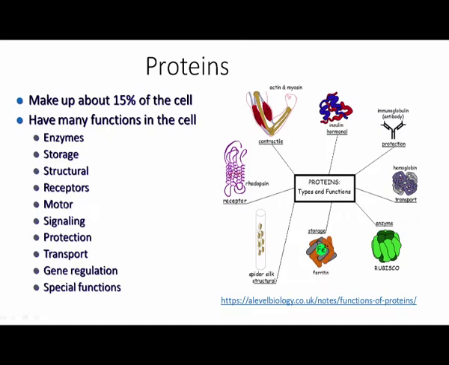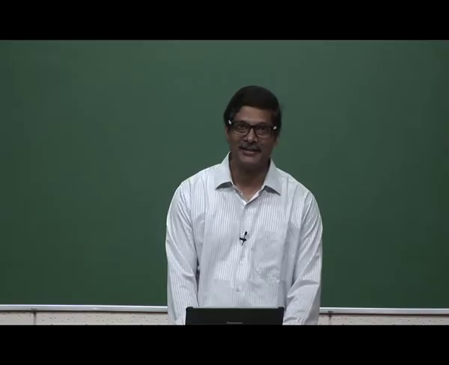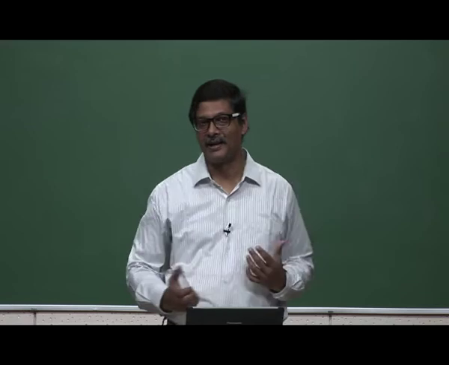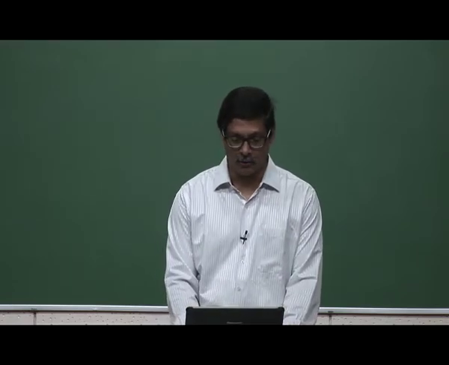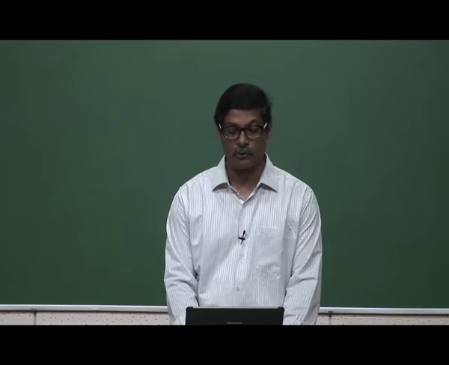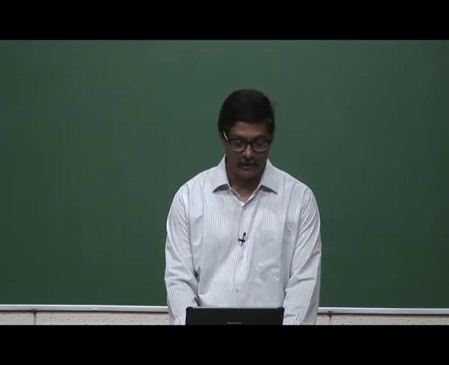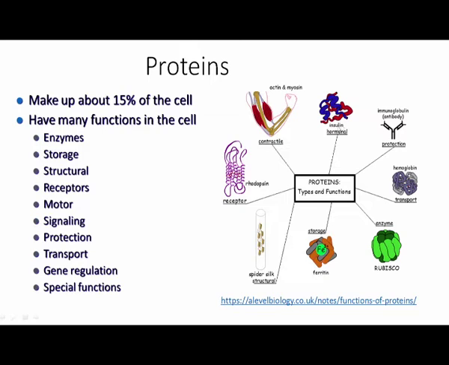There can be motor proteins. When you are listening to this lecture, probably you are blinking your eyes, and when I am moving my hands and legs, I am actually doing a lot of motor work, and all those are done by motor proteins such as actin and myosin. You can have signaling proteins, for example, hormonal signaling like insulin, which helps in controlling your sugar content.